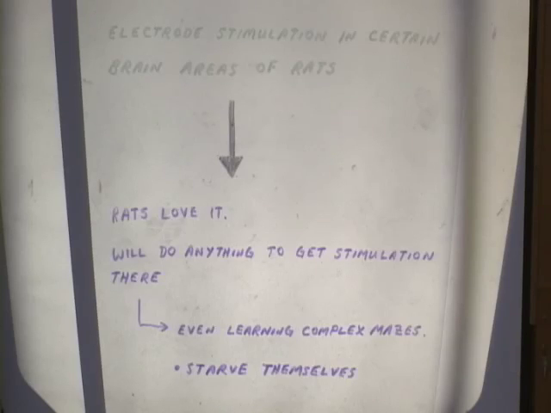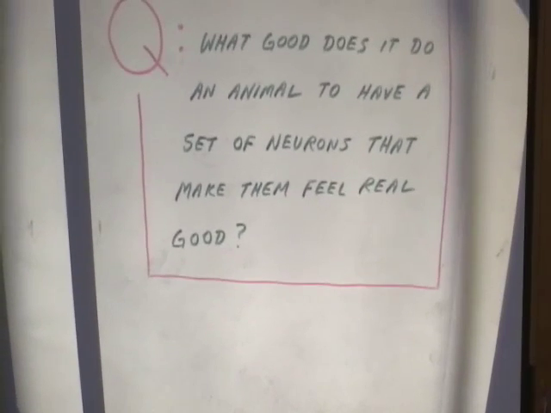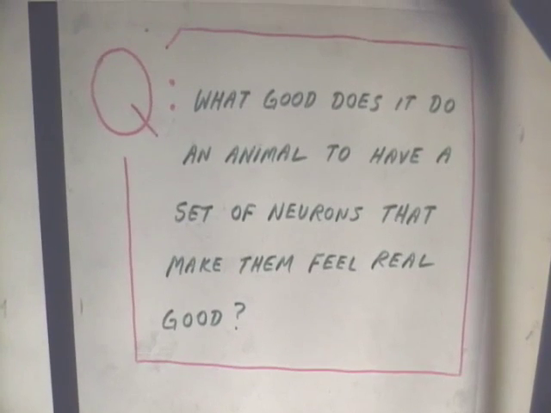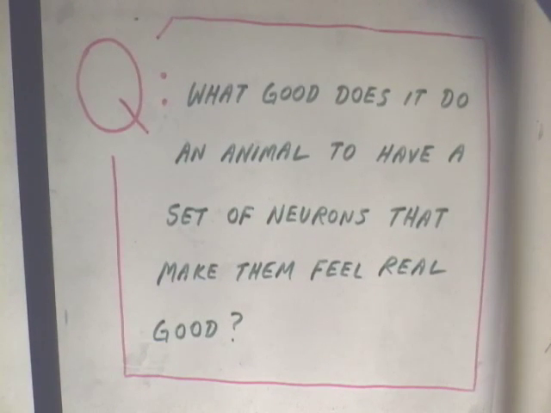So the obvious question is this. Why would evolution have built us to have neurons that make us feel really good when they're stimulated? Like, why was the rat built this way? I'm going to have you think about this and talk about it with someone else. Don't answer.